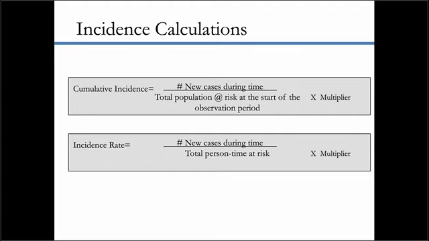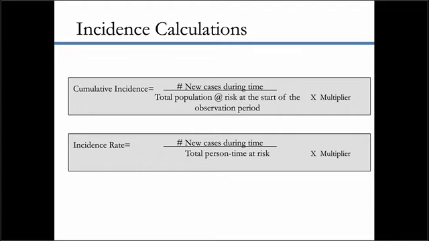And that multiplier that you see is a number that we use to interpret our calculation out of some population size. And that'll make more sense once you see those calculations actually conducted, where you'll see how we use that multiplier to help us interpret the numbers that we're getting for our cumulative incidence and incidence rate.